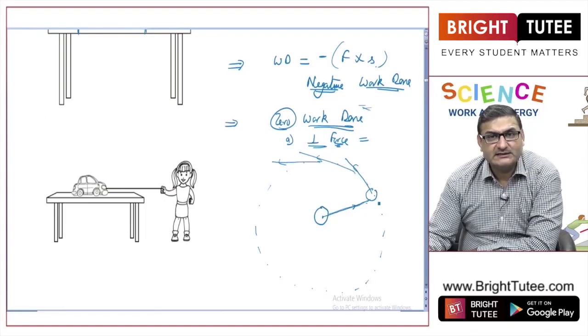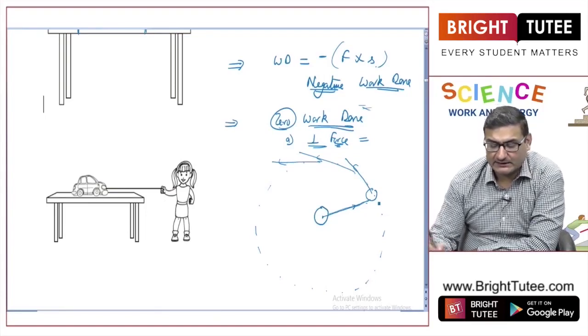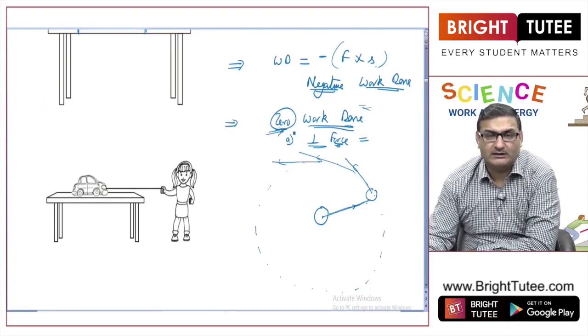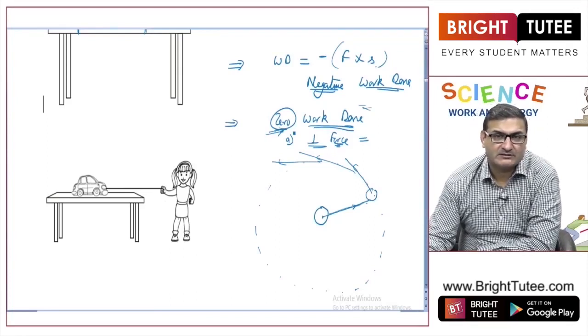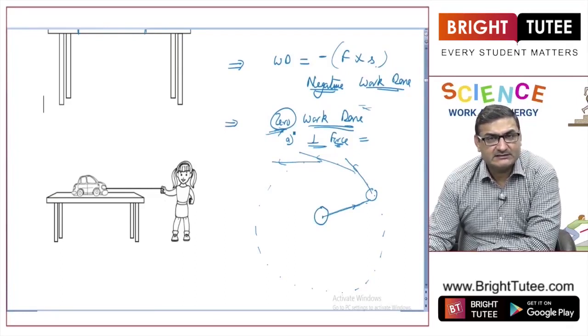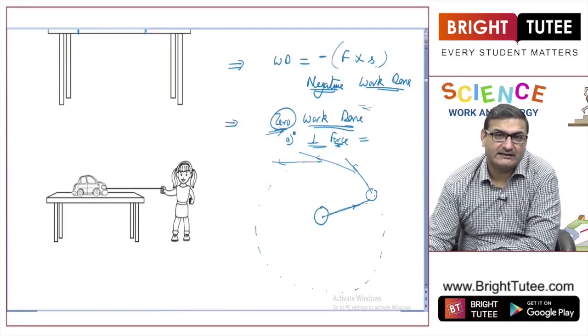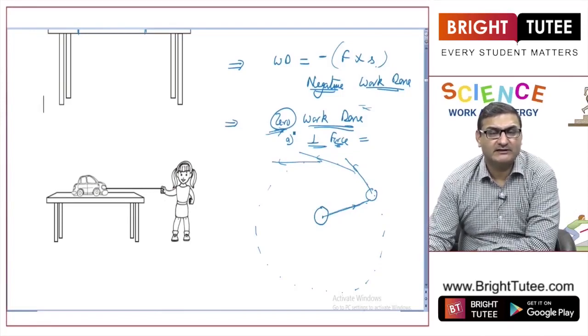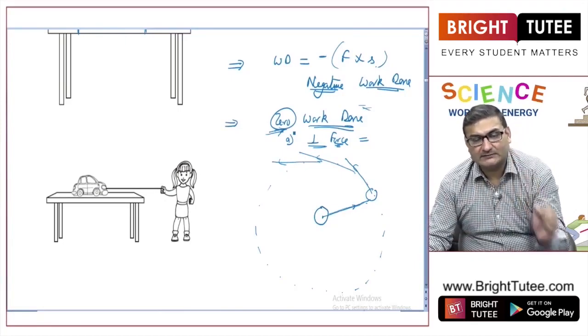In all these cases, there is no work done, and that is why it is called zero work done. So, there are three types of work done as we have discussed: positive work done, negative work done, zero work done. Positive work done is when the force is applied and the motion of the body is in the same direction as that of the force. If it is opposite to the direction of the force, then it is negative work done. If it is perpendicular or if there is no distance moved, then it will be zero work done.